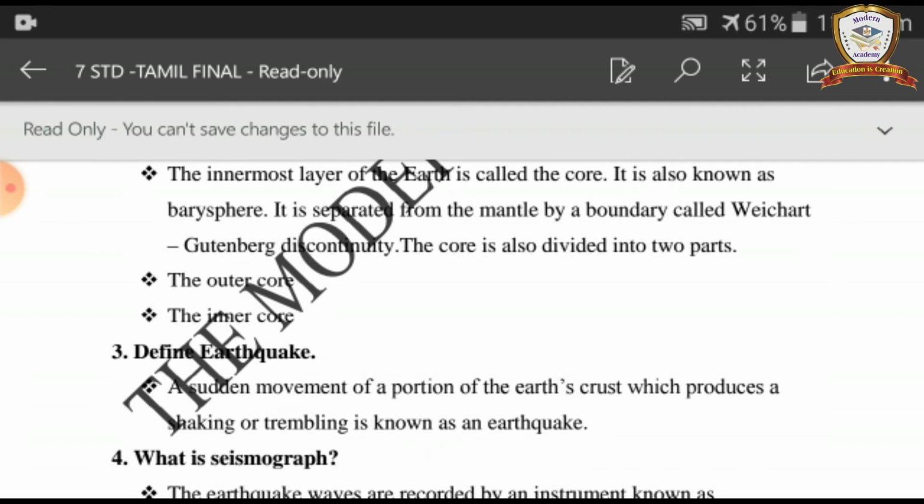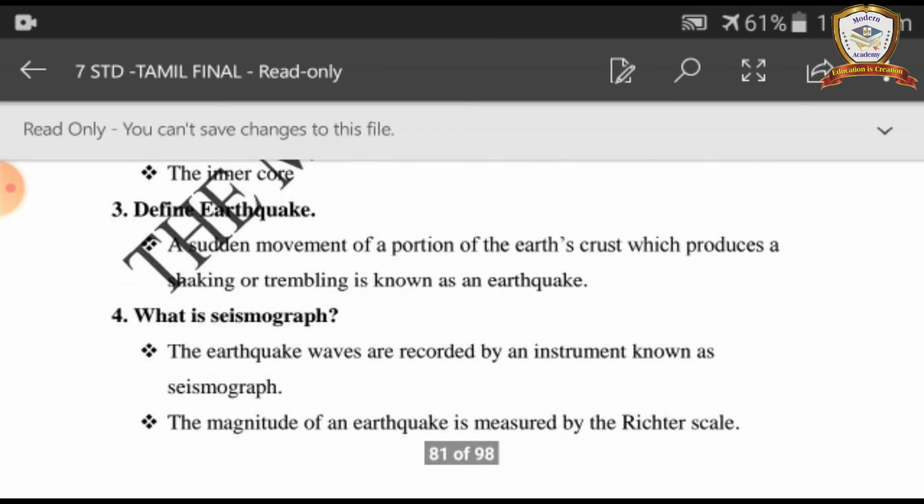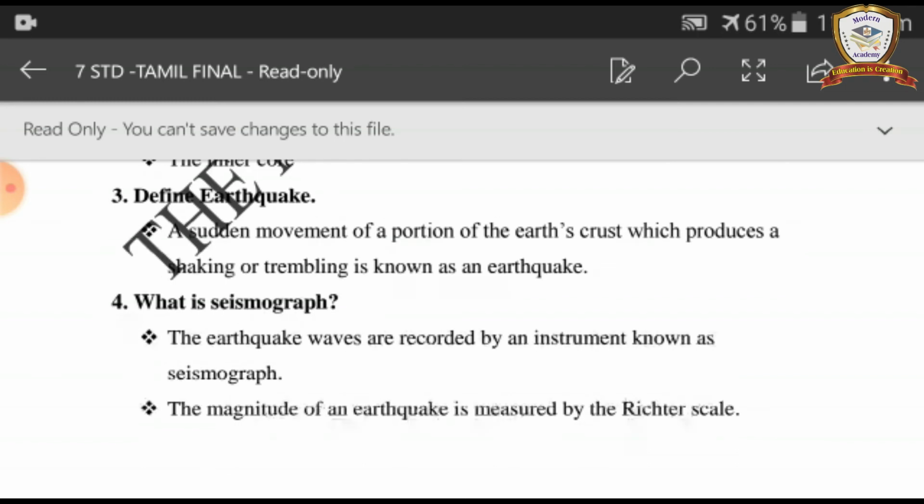Third question: define earthquake. A sudden movement of a portion of the earth's crust which produces a shaking or trembling is known as an earthquake. Fourth question: what is a seismograph? The earthquake waves are recorded by an instrument known as a seismograph. The magnitude of an earthquake is measured by the Richter scale.